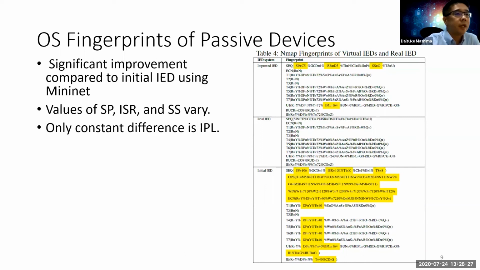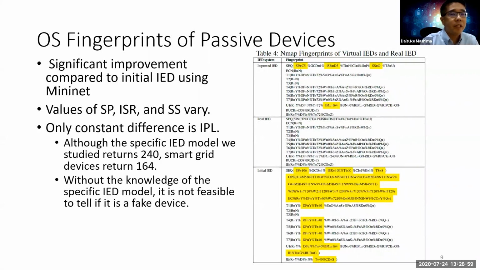One consistent difference may be seen in a value called IPL. But this IPL value is different for each model of smart grid device. A certain model of IED may have 240, as shown here, but another type of smart grid device has 164, and there may be other devices with a different number. So without very detailed, complete knowledge about the exact model of the device deployed in a target infrastructure, an attacker cannot tell based on the IPL whether this device is fake or real.